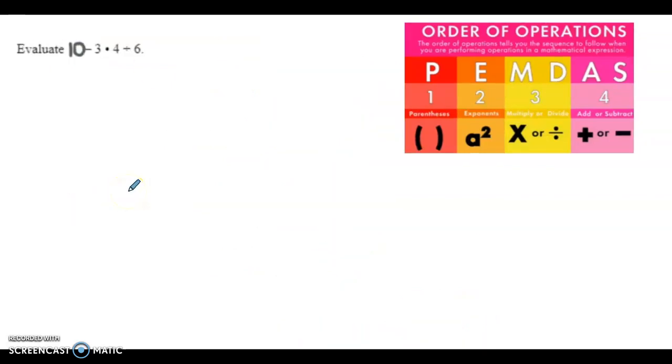Let's look at this one, evaluate. So this one's not quite as tricky. That last one was pretty difficult. For this one, I'm going to go through my order of operations. I don't see any parentheses, so that step is done. I don't see any exponents, so that step is done. I'm on the multiply or divide step, so I'm just going to see what I come to first.